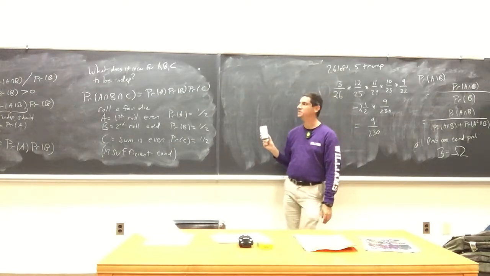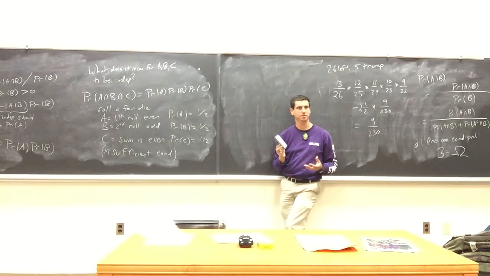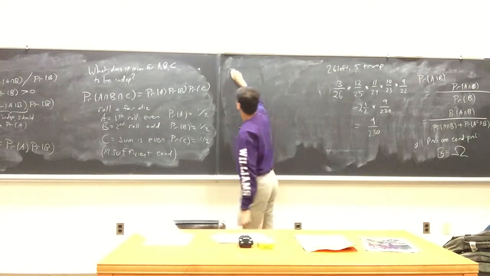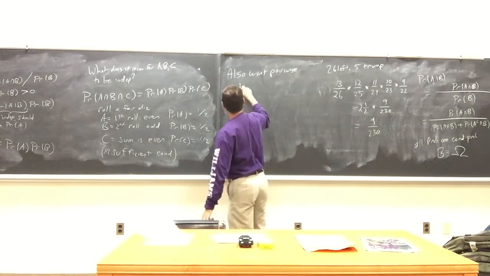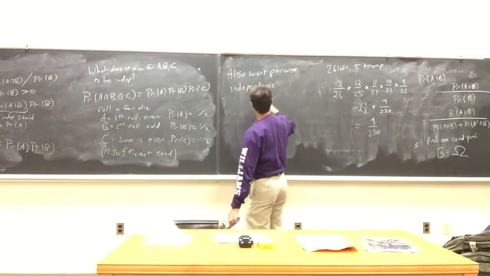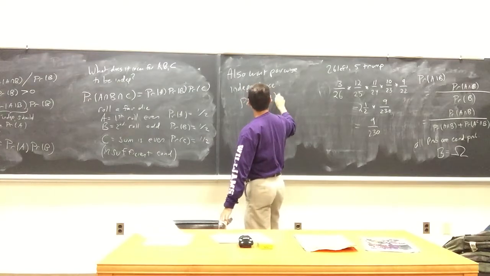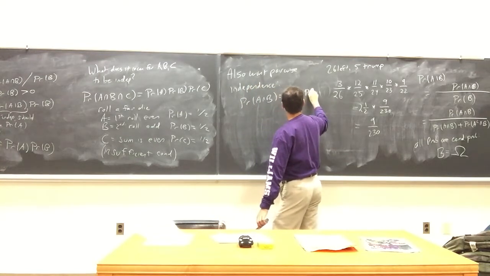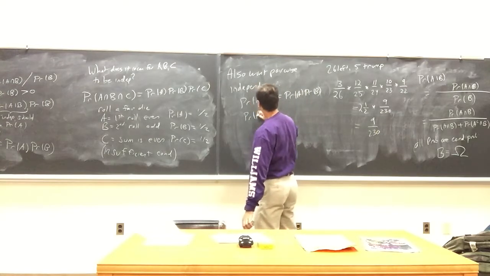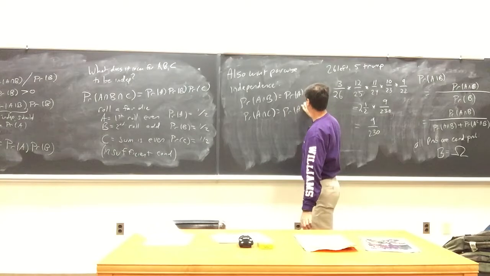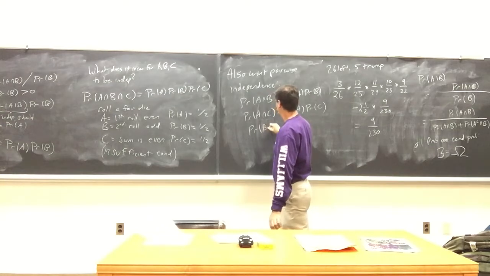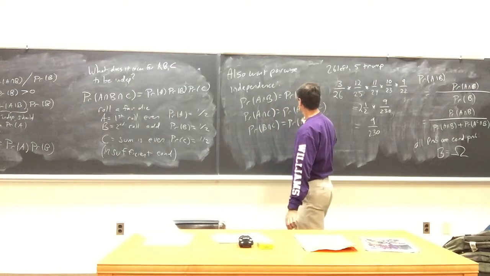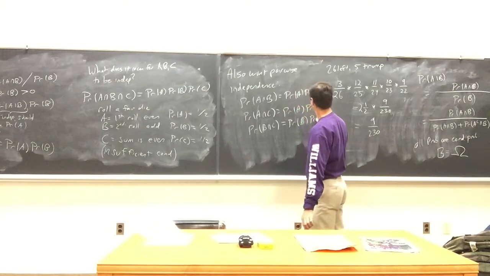So if we want A, B, and C to be independent, what else do we want to be independent? Yes? The pairwise. Also want pairwise independence. So we also want the probability of A intersects B equals the probability of A times the probability of B. We also want the probability of A intersects C to be the probability of A times the probability of C, and the probability of B intersects C to be the probability of B times the probability of C.